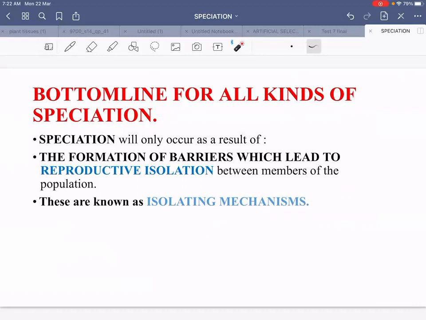ठीक है? उसको isolate इस तरह कर दिया है कि उनके दरमियान gene flow नहीं हो सकता. So what are those isolating mechanisms? Let's just study those mechanisms. ठीक है? In fact, we can say those isolating mechanisms are actually barriers that do not allow the gene flow between two subpopulations.